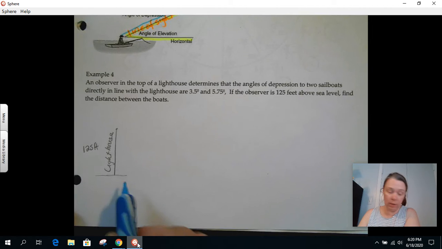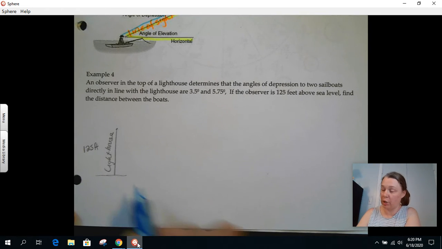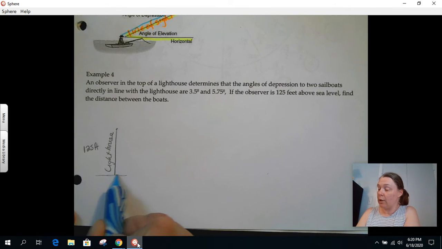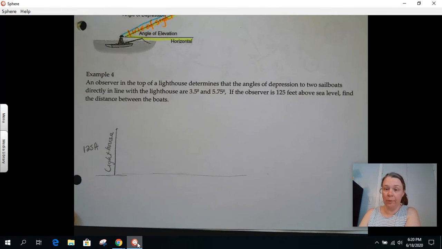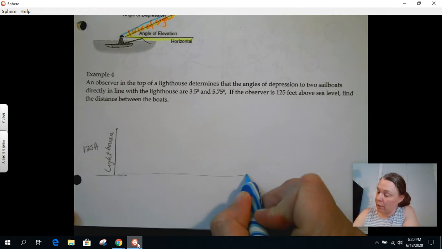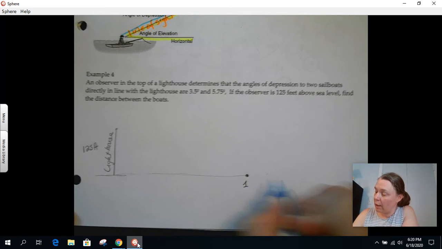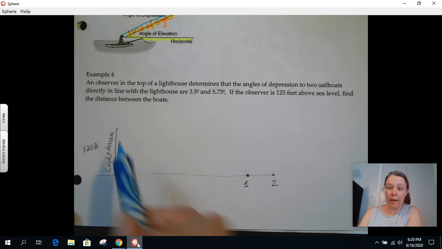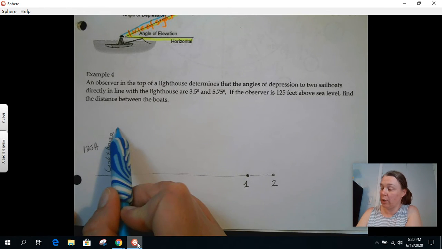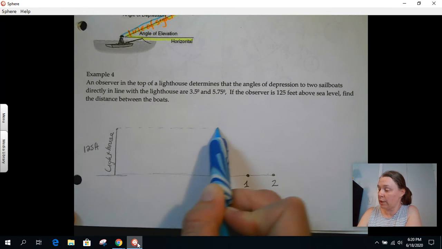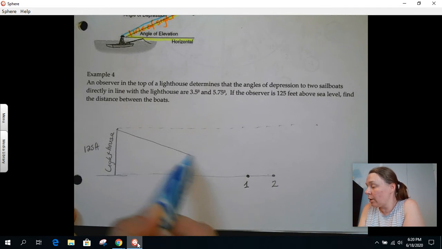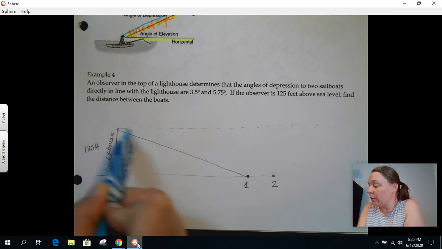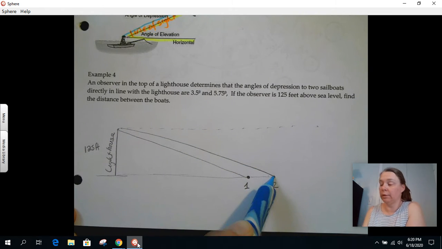Now, this is not going to be drawn to scale. I can't draw my angles, so fine. But I've got two boats, right? So let's say here's boat 1, and here's boat 2. And they're telling me the angles of depression. So that's between the horizontal, so I'm going to draw on this horizontal. And then I've got an angle of depression here, and an angle of depression here.